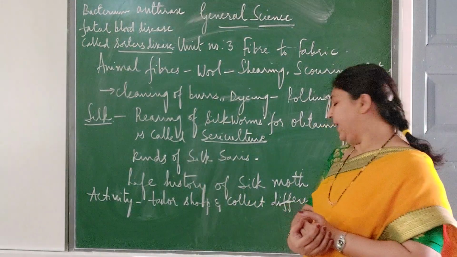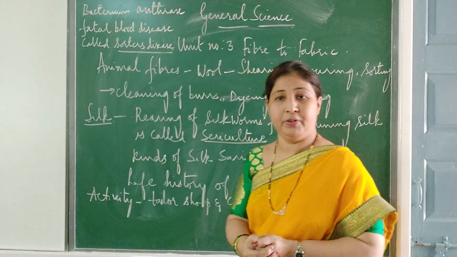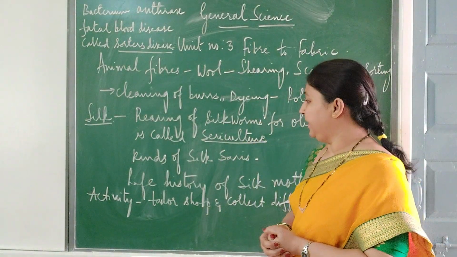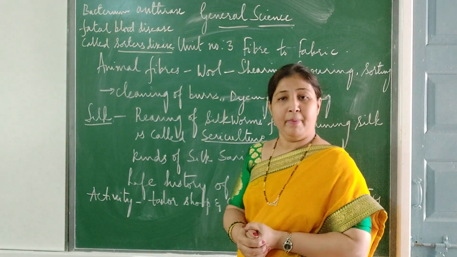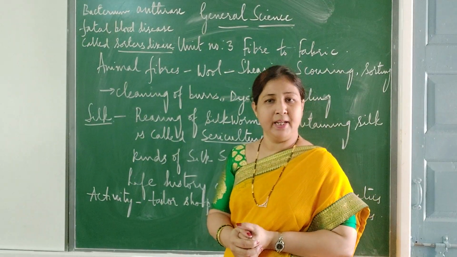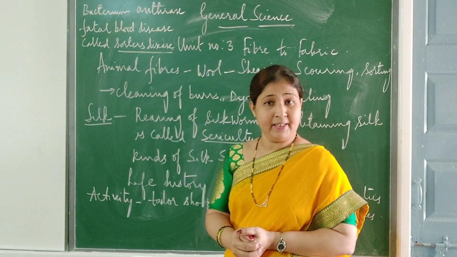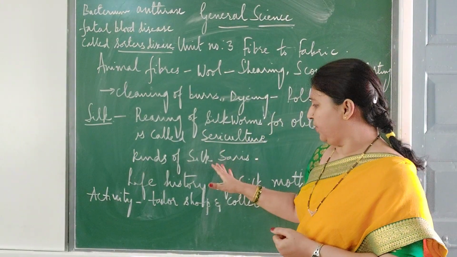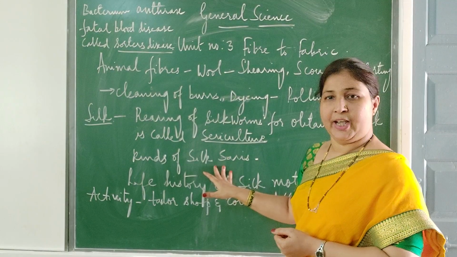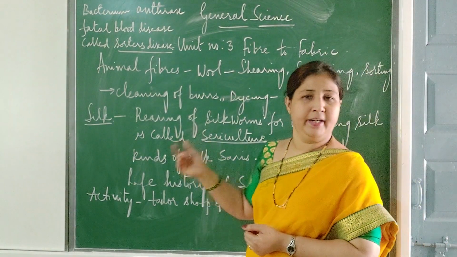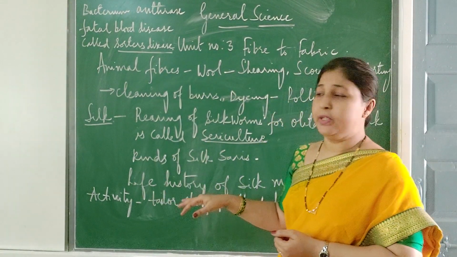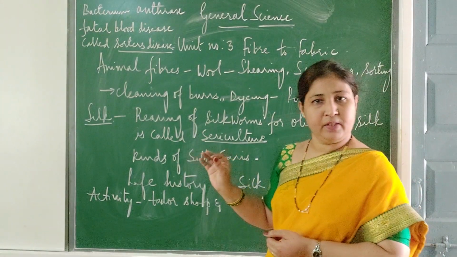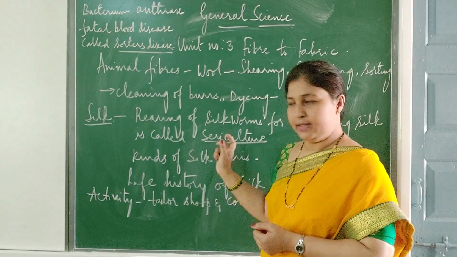Then different varieties of silk also you have to take. Now you have varieties of silk, isn't it? Mulberry silk, eri silk, moga silk, tassar silk, all these are the varieties of silk. Silk was first discovered in China. After that, India is also leading. In India also it is produced, but Karnataka is first to produce the silk.